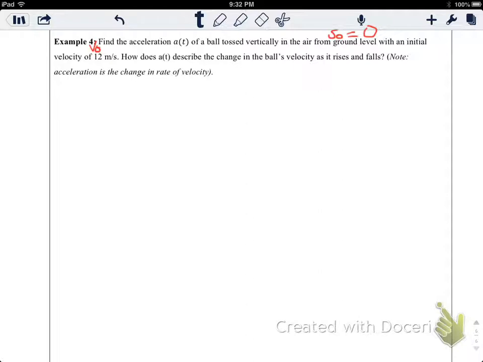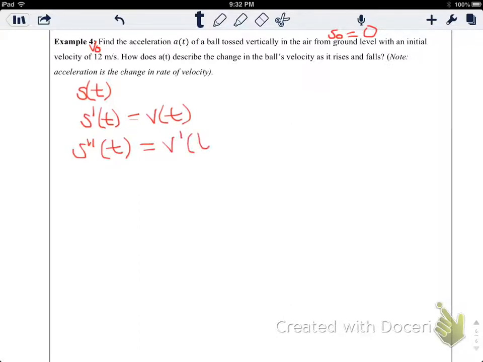And no, acceleration is the change in rate of velocity. Okay, so it's change in rate. Whenever you hear that, you want to think derivatives. It's the change in rate of velocity. So if we think about it, we start off with a position function. We know that s prime of t equals velocity, and so s double prime of t will equal the derivative of velocity, which equals acceleration.